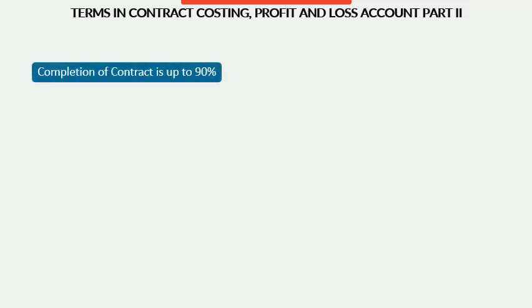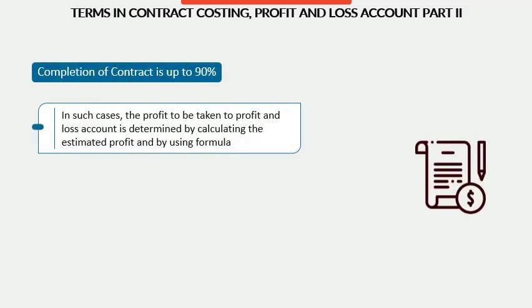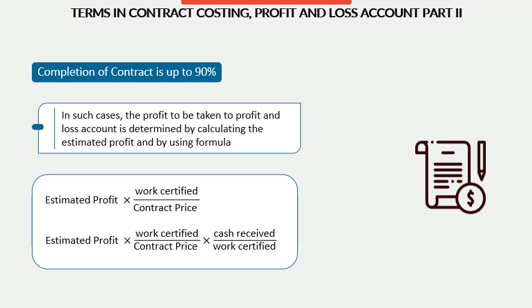Completion of contract is up to 90%. In such cases, the profit to be taken to profit and loss account is determined by calculating the estimated profit and by using the formula: Estimated profit multiplied by work certified divided by contract price multiplied by cash received divided by work certified.